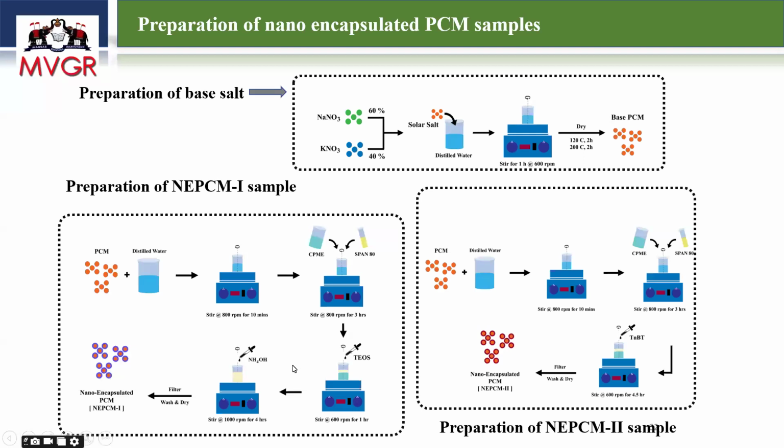After that, we are adding ammonium hydroxide to remove the bonds of the tetraethyl groups. Only if you add this ammonium hydroxide will these bonds break. Only silica will be coated over the phase change material. So your PCM is completely encapsulated with the silicon material.